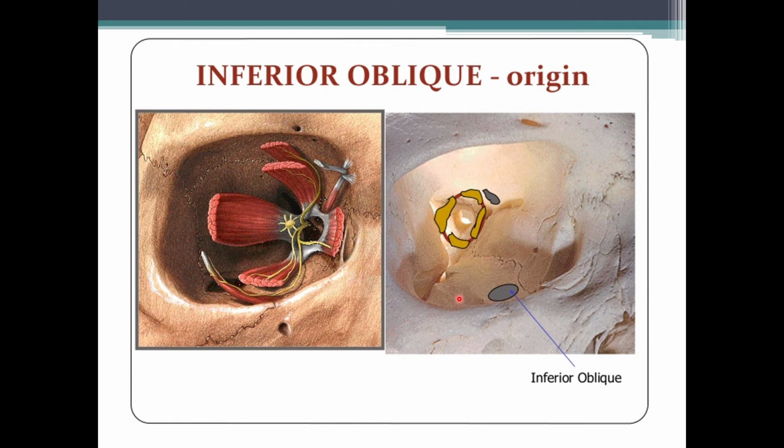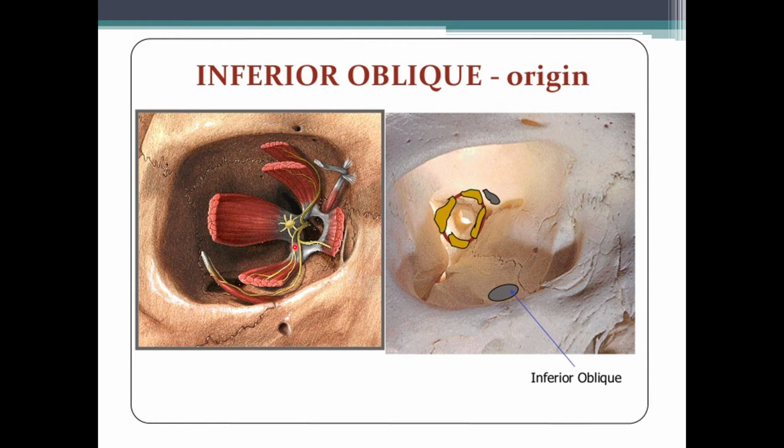So this is the orbital surface of the maxilla. From this orbital surface of the maxilla, this muscle arises from the anterior margin of the orbit. This is the inferior oblique muscle. You can see this is the superior oblique muscle, and these are the recti muscles.